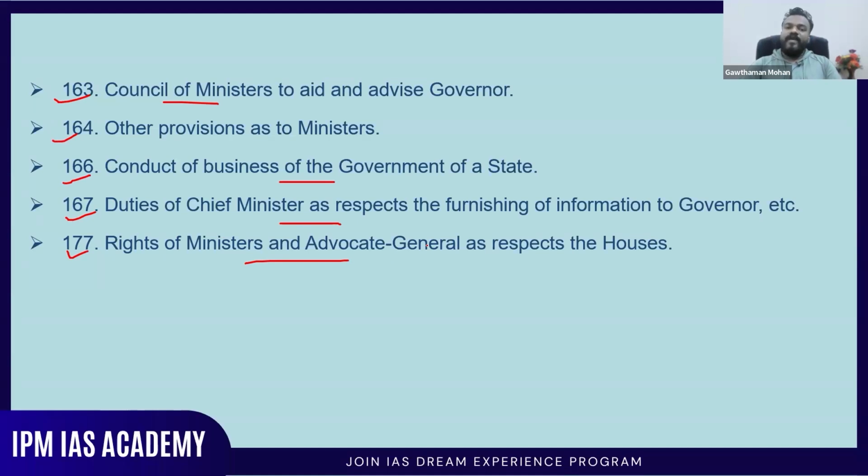So here the major difference is that the functions are almost the same, but the names are different. On the one hand, we are using President, and on the other hand, we are using Governor, the government of the state, and also the Advocate General. So the other functions are similar. The functions are very similar to those of the Prime Minister.